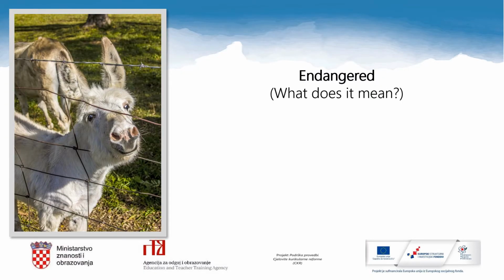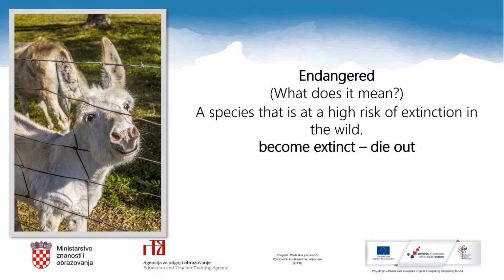Look at the word endangered. What does it mean? An endangered species is a species that is at a high risk of extinction in the wild. And what does it mean to become extinct? It means to die out.